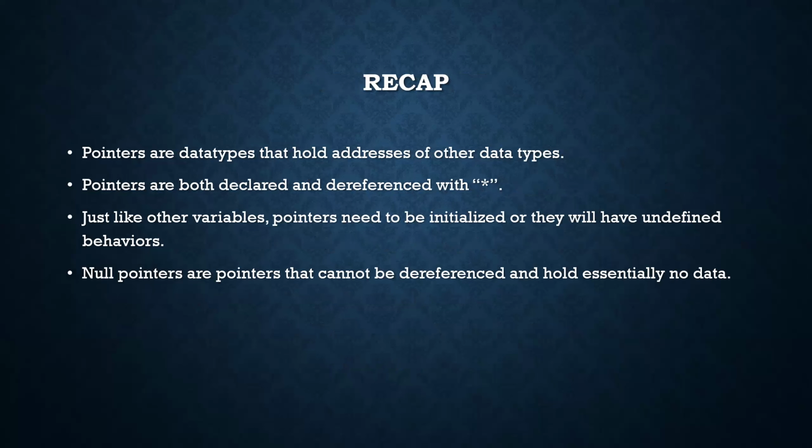So to recap, pointers are data types that hold addresses of other data types. They're both declared and dereferenced with the asterisk. And just like other variables, they need to be initialized or they will have undefined behavior, which is, as we know, quite bad. And null pointers are pointers that cannot be dereferenced and hold essentially no data.